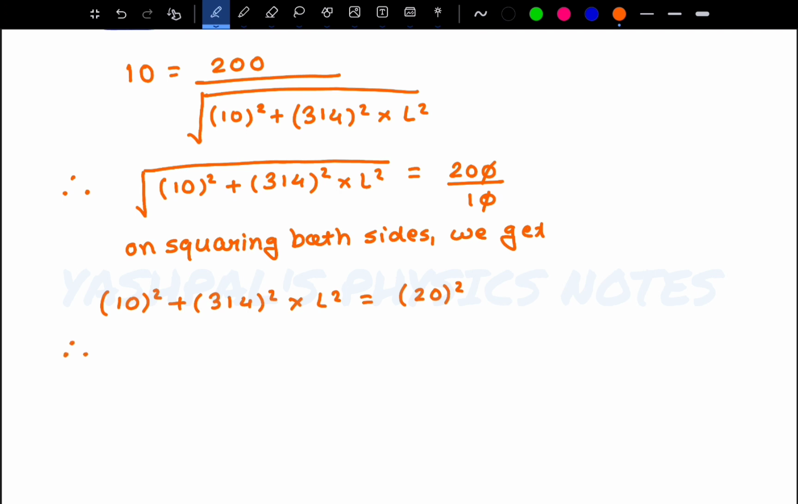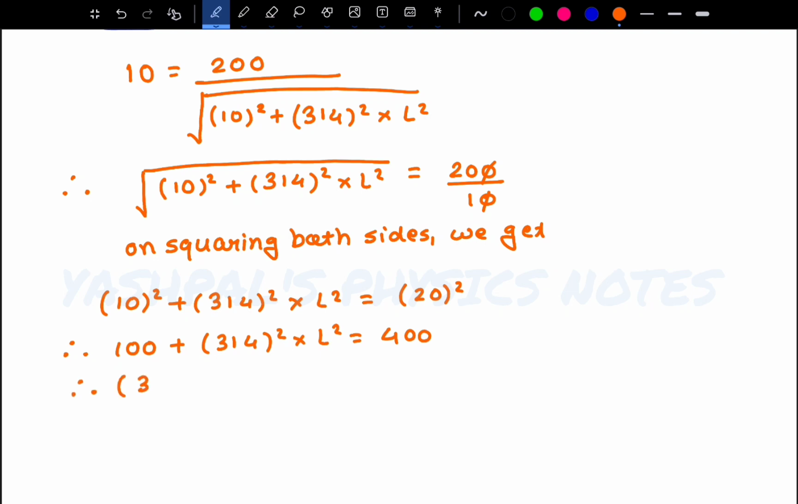Therefore 10 square is 100. We don't know the value of 314 square, okay, just let it be. So here I am writing 314 whole square into L square. And what is the value of 200 square? It is 400. So now I can simply transfer this 100 to the RHS and it will get subtracted.